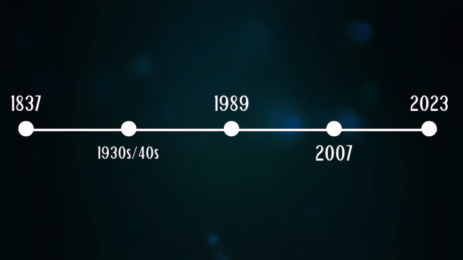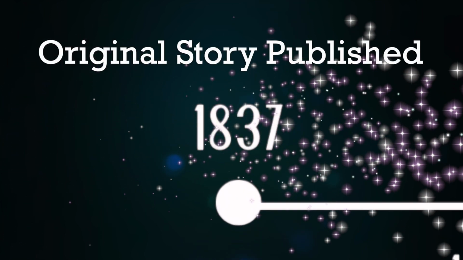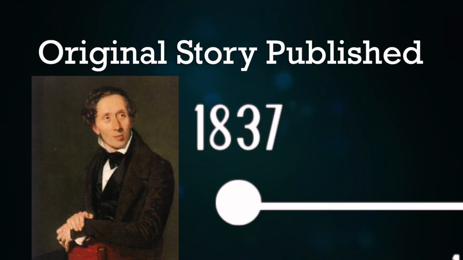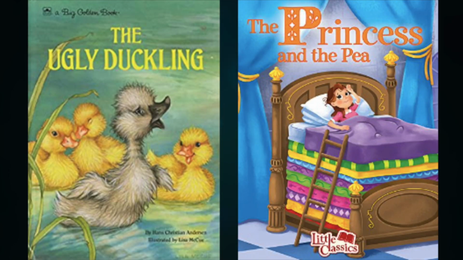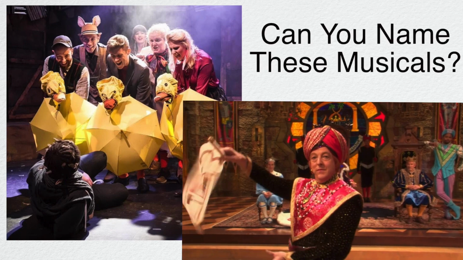Let's take a quick trip through history to see the evolution of this story. The story was originally published in 1837 and was written by famous children's author Hans Christian Andersen, who also penned a number of famous stories including The Ugly Duckling and The Princess and the Pea. Side note, both of these stories also got turned into musicals. Can you name them? Let me know in the comments.